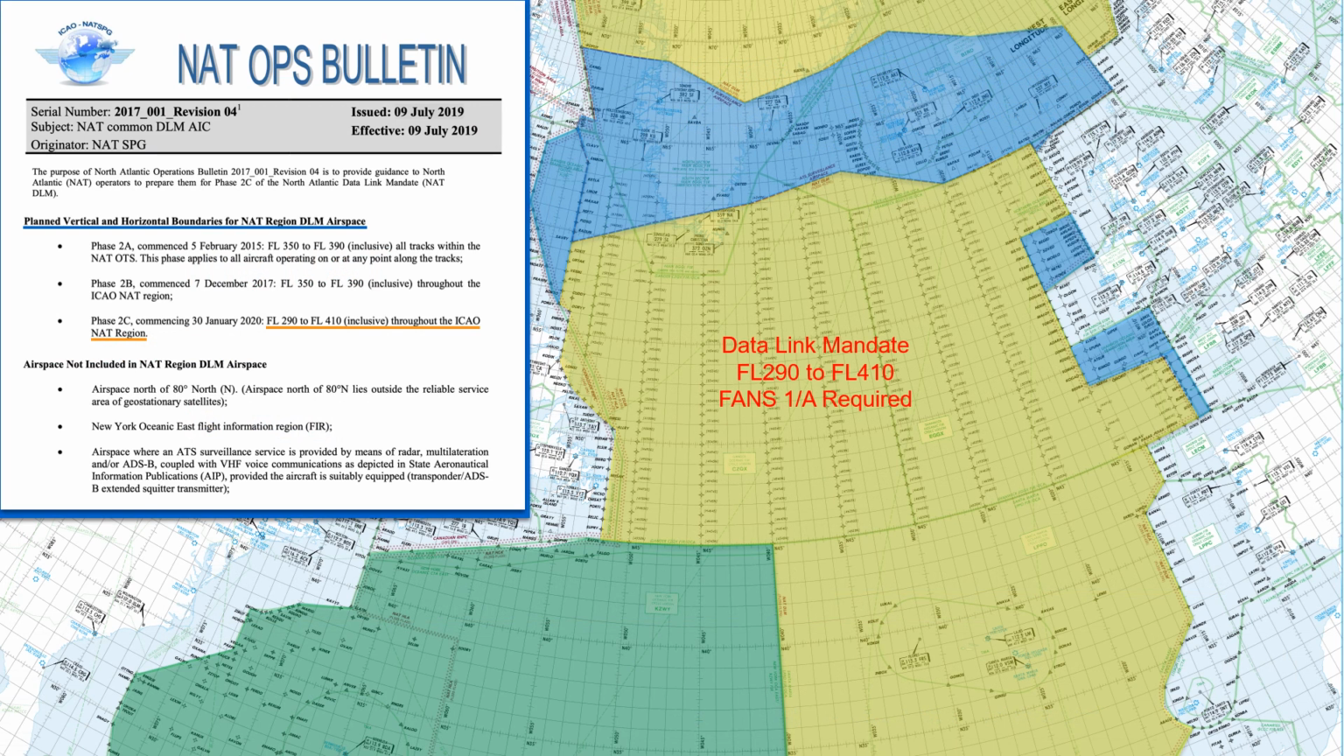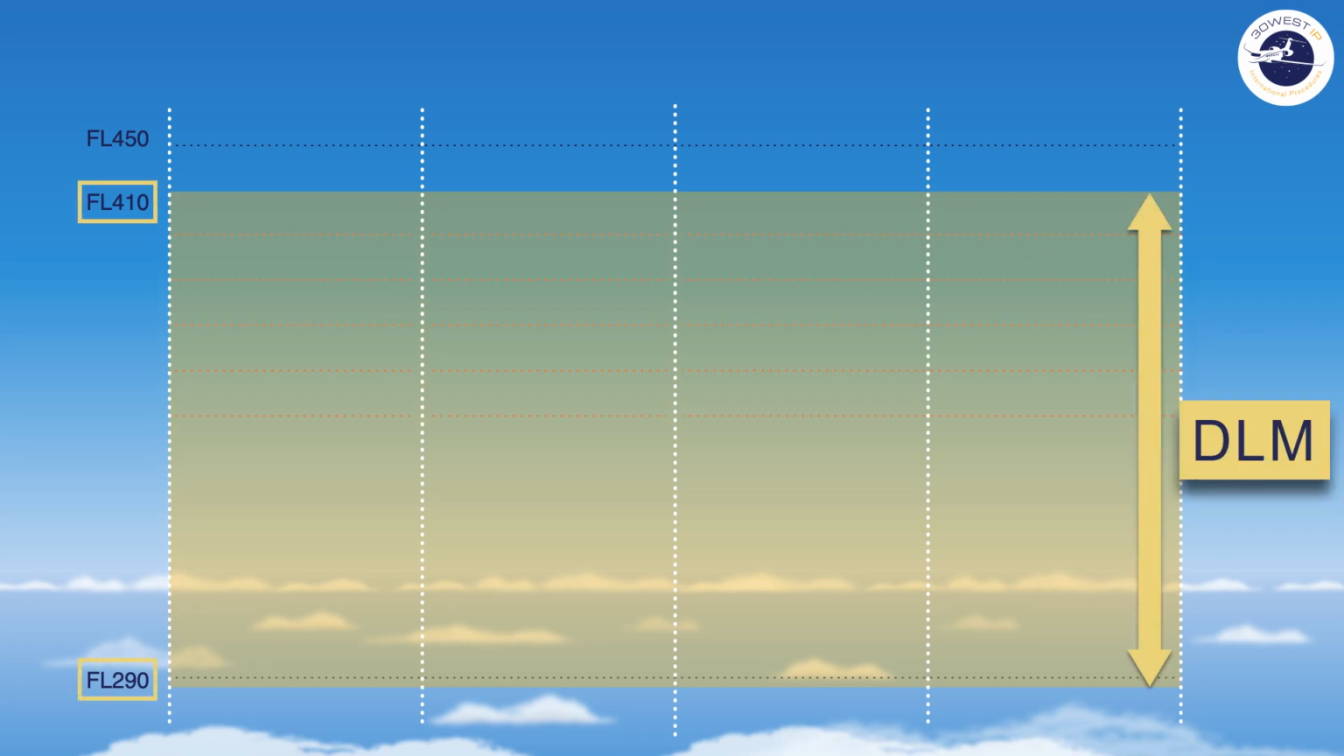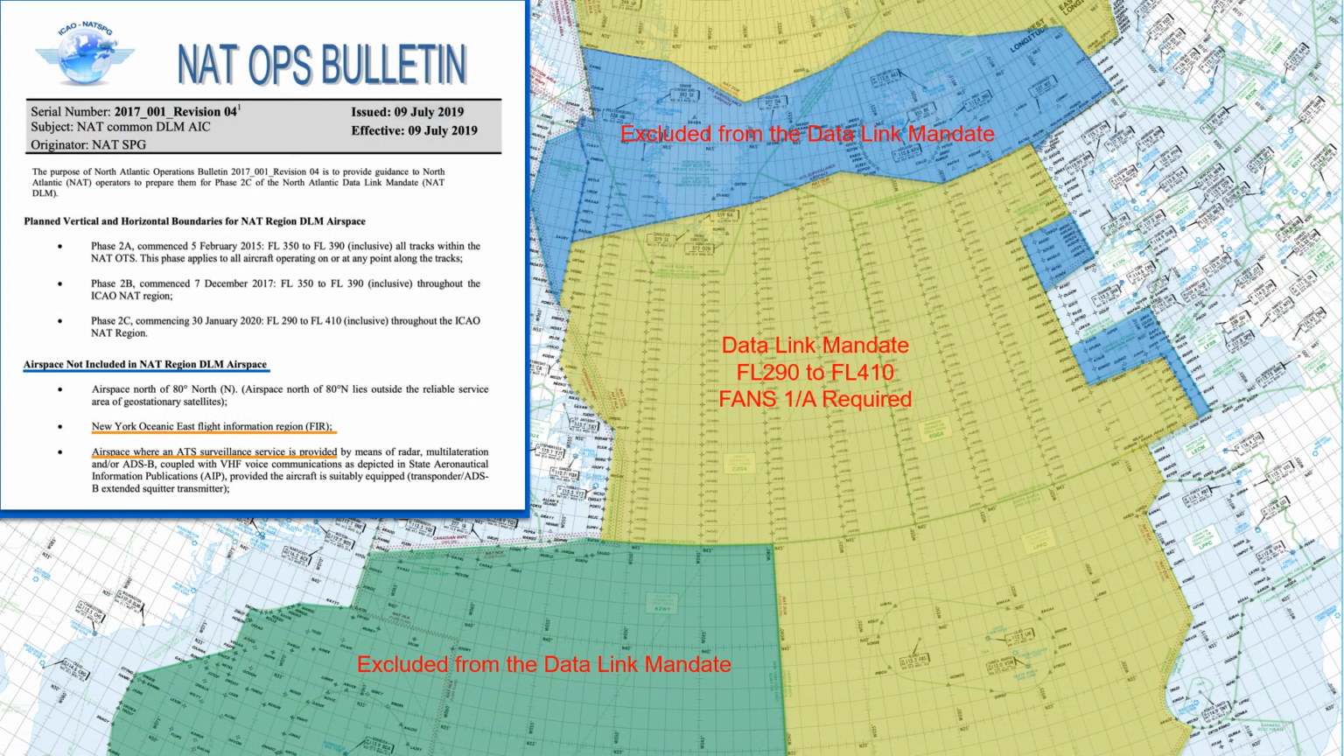Since it's been a while, we want to remind you where Datalink is required. In this map, we have displayed in the yellow regions the lateral boundaries of the Datalink Mandate area. When within the lateral boundaries, the vertical requirement for Datalink Mandate is from 290 to 410. And keep in mind there are some areas that are not included in the Datalink Mandate region. For example, the airspace north of 80 degrees north, the New York Oceanic East Flight Information Region, as well as in the areas where you can receive ATS surveillance service.